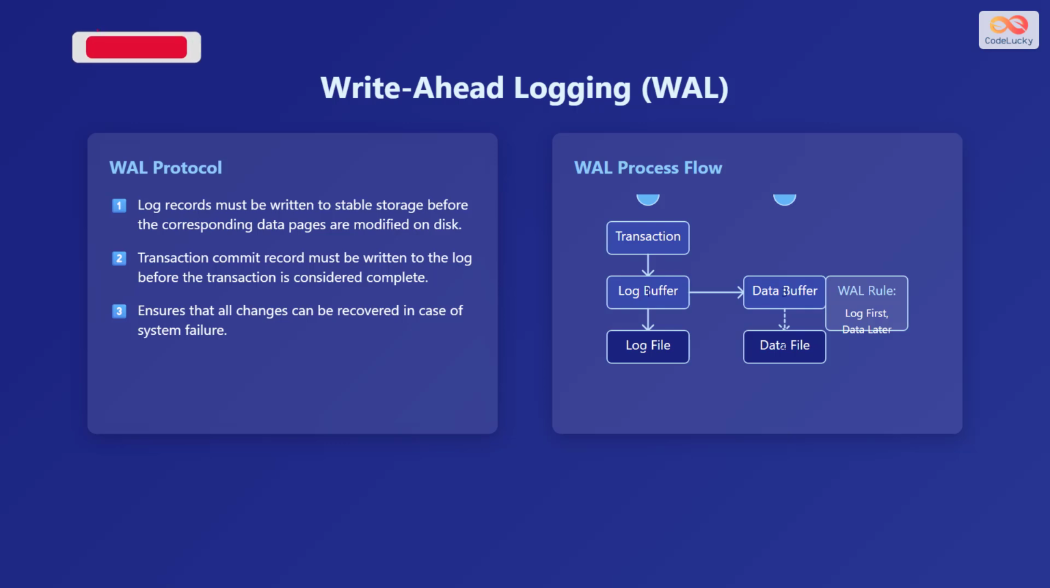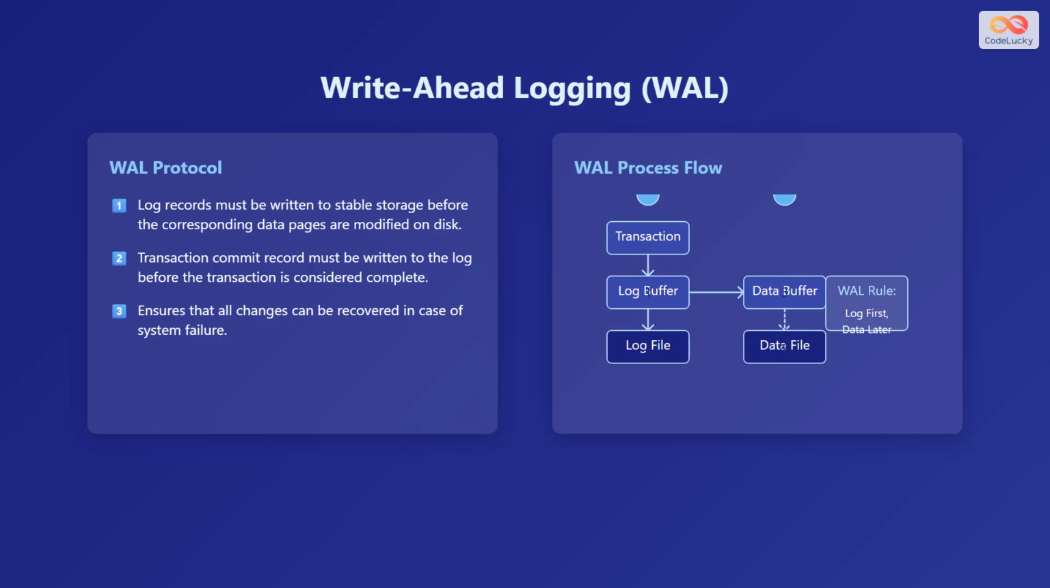Write-ahead logging, or WAL, is a protocol that dictates the order in which operations are performed. The WAL protocol ensures that all changes can be recovered in the case of system failure. Let's see the principles behind it. First, log records must be written to stable storage before the corresponding data pages are modified on disk. Second, the transaction commit record must be written to the log before the transaction is considered complete.